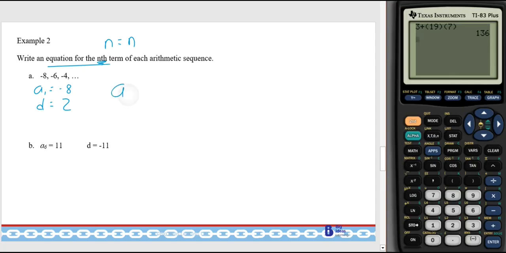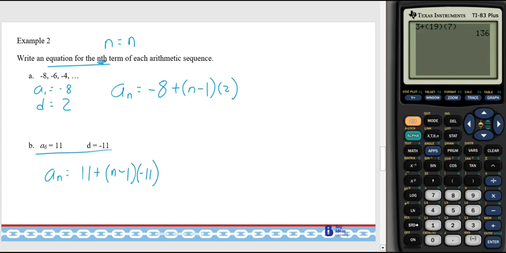So I would stay with an equals a1 plus n minus 1 times my common difference of 2. For part B, they tell us everything so neatly here, right? So I can just start with an equals 11 plus n minus 1 times the common difference of negative 11. Okay? Now, in our formula sheet, they don't put the parentheses around that common difference, but we need to denote that multiplication in some way.